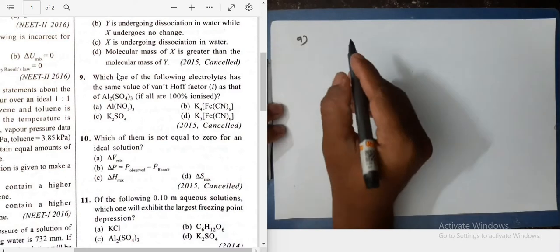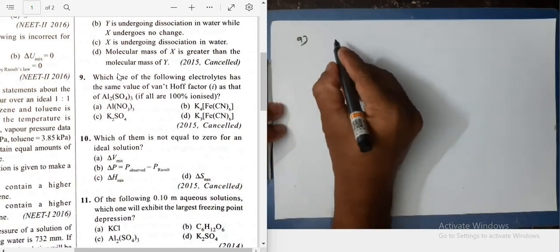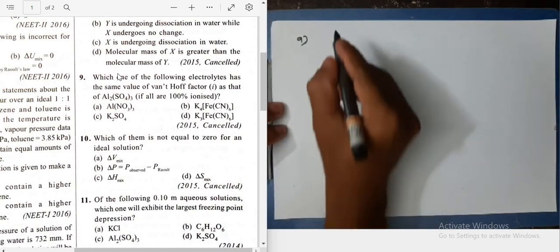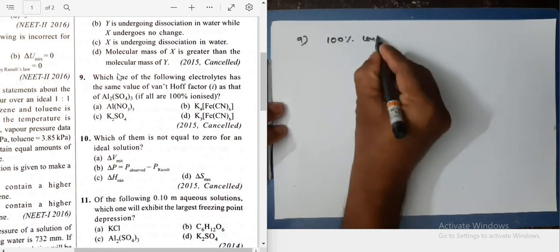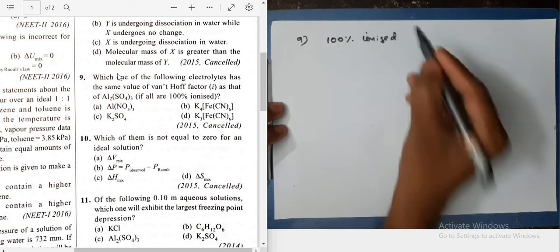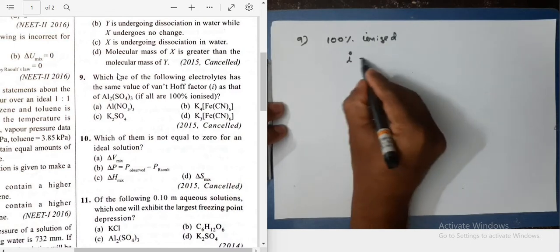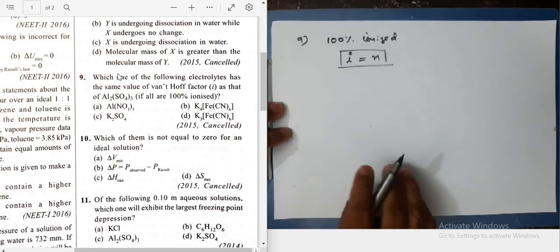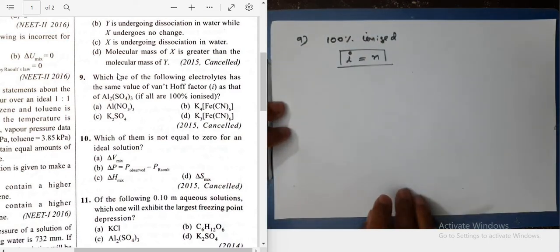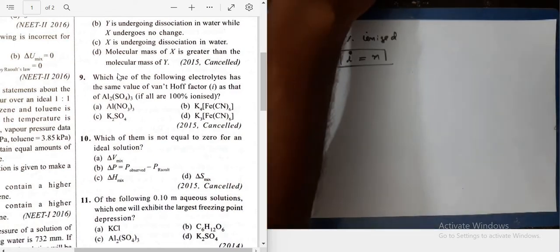Okay, how to do this problem? See, it is given that all are 100% ionized. If all the electrolytes are 100% ionized, which means the Vantha factor i should be equal to the number of ions that is obtained from one molecule of the electrolyte. So here the given electrolyte is aluminium sulphate.